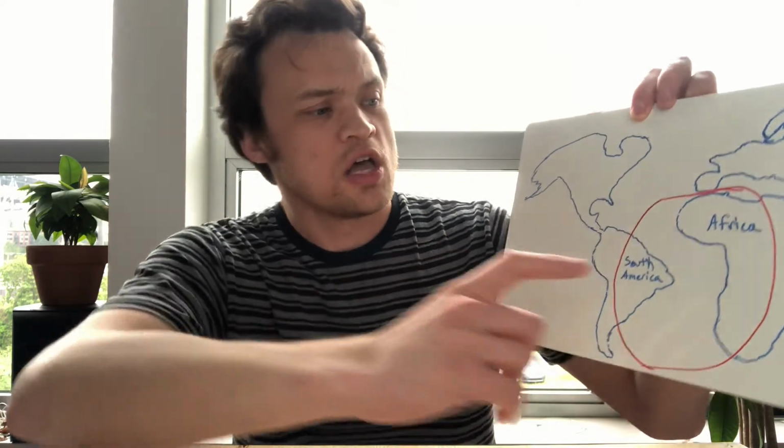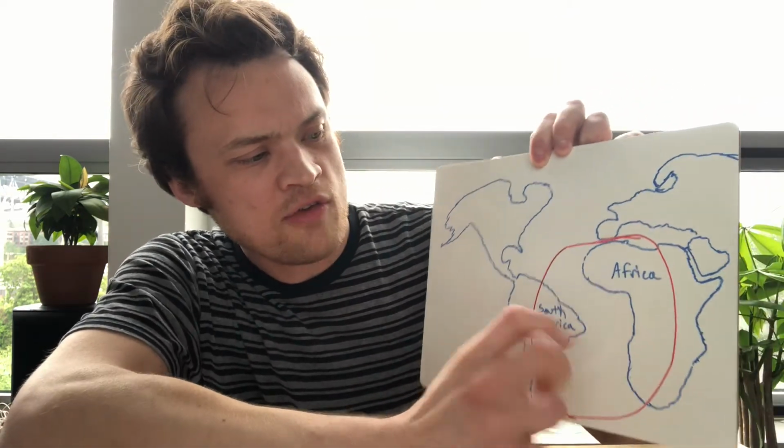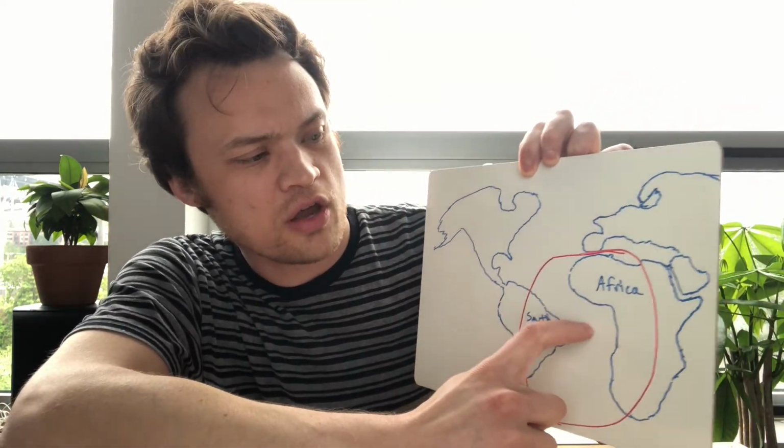So if you've ever looked at a map and noticed that some of the continents look like they should sort of fit together like a puzzle piece, well, for example, here's a very poor drawing, but you get the idea. It looks like South America and Africa should sort of just fit together right there.